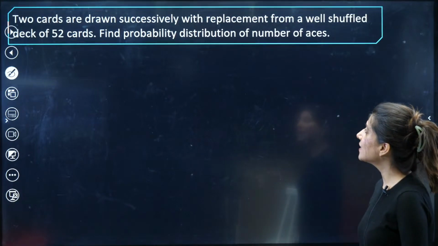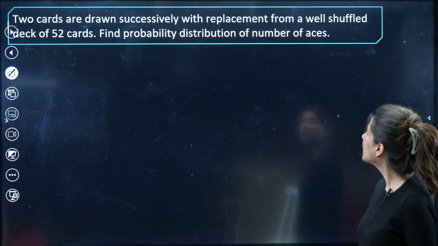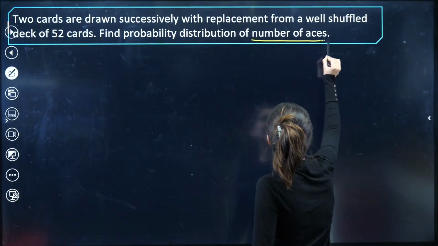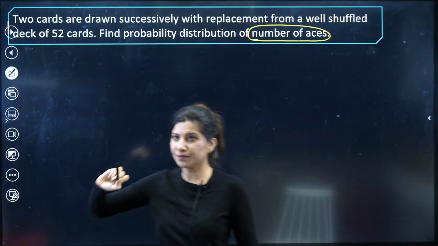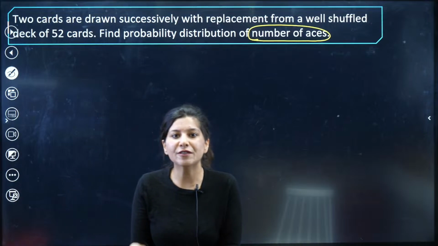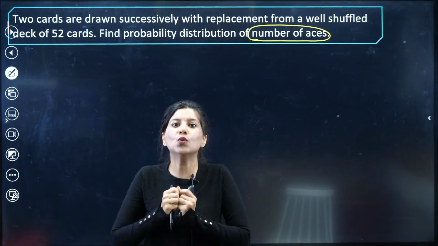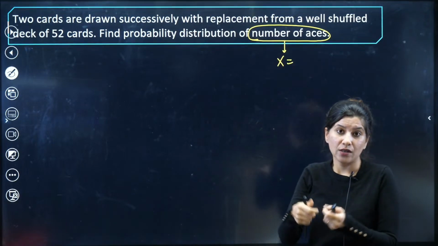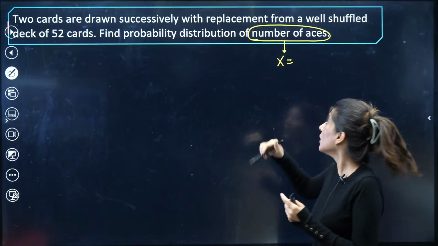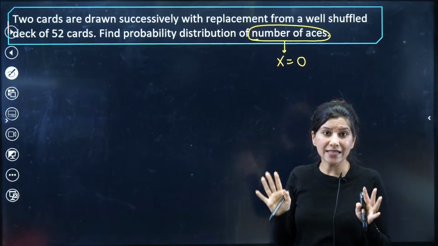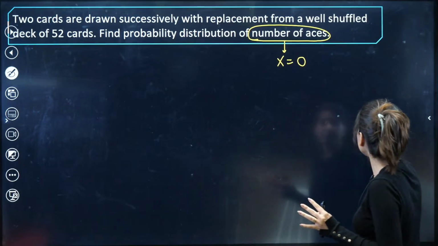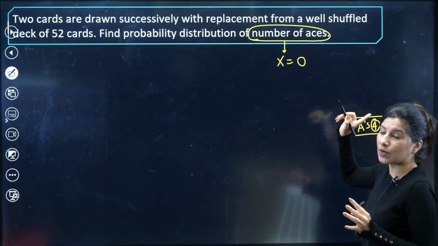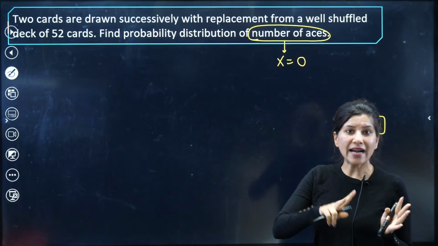2 cards are drawn successively with replacement from a well shuffled deck of cards. Find the probability distribution of number of aces. If I have 52 cards and I have to pick 2 cards, the number of aces is my random variable. You know what aces are? Capital letter A. We basically have 4 aces in our deck of 52 cards, 2 black and 2 red.